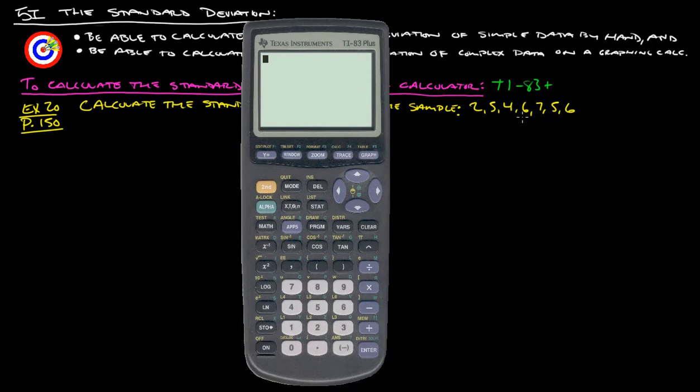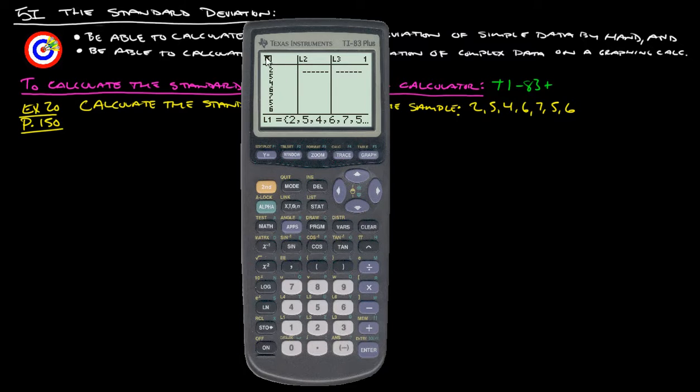Okay, so first thing we're going to do is pull up our calculator, and here's our sample: 2, 5, 4, 6, 7, 5, and 6. All right. So what we're going to do is go into the stat mode. So we click on stat, and you'll get this screen here, and we're going to enter this data in. It's already highlighted on edit, so we want to edit it.